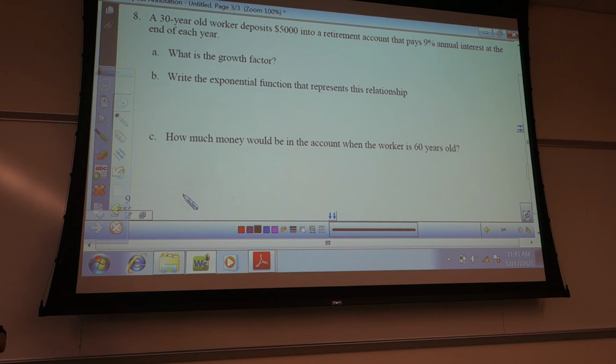Okay. So when you see exponential, you're going to flip to the front of your exam, and the front page is going to say exponential: Y equals C times A to the X. Everybody good with that part? So now you need to figure out what the growth factor is. You need to write the exponential function that represents the relationship and figure out how much money would be in the account when the worker is 60 years old. He starts off at 30.